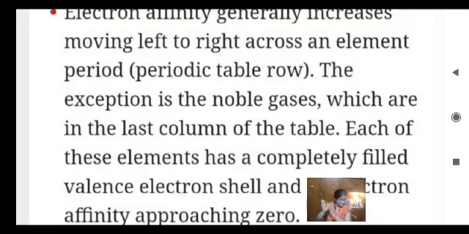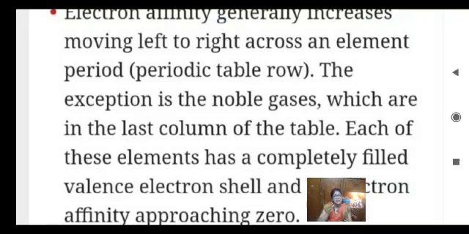Electron affinity increases from left to right, but we know noble gases are at the extreme right of the periodic table. Even then, they have electron affinity approaching zero. The reason is that noble gases have a completely filled octet. They have the most stable electronic configuration. They have completed the octet rule, and an electron will only be accepted or released when the configuration is not stable.